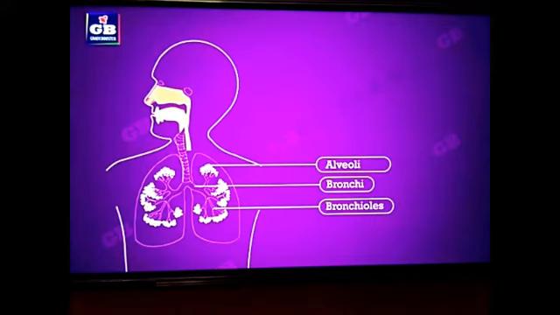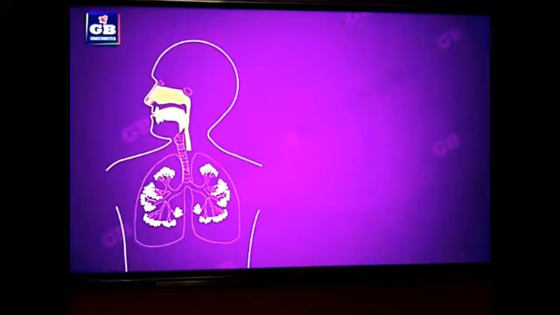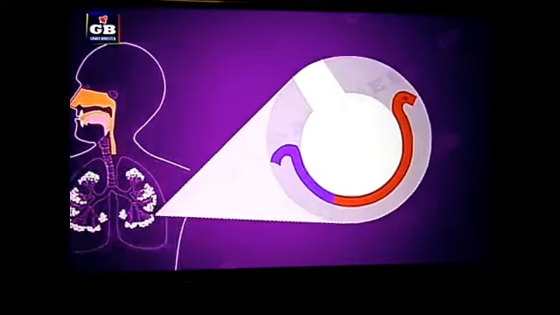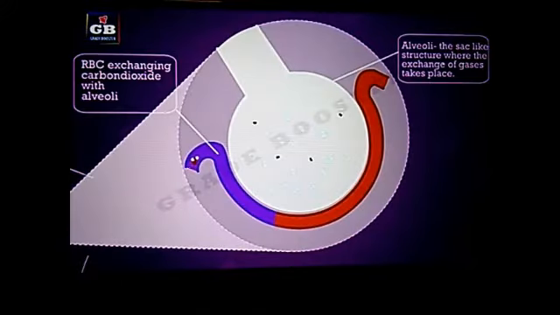The windpipe divides into bronchi, then bronchioles, and finally attaches to small balloon-like structures called alveoli. The walls of the alveoli are richly supplied with blood vessels, and this is the exact site where the exchange of gases takes place in your lungs.